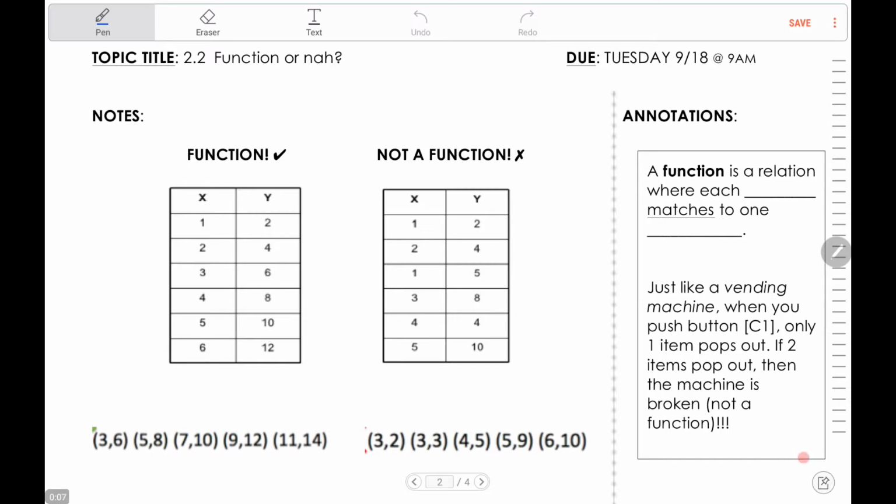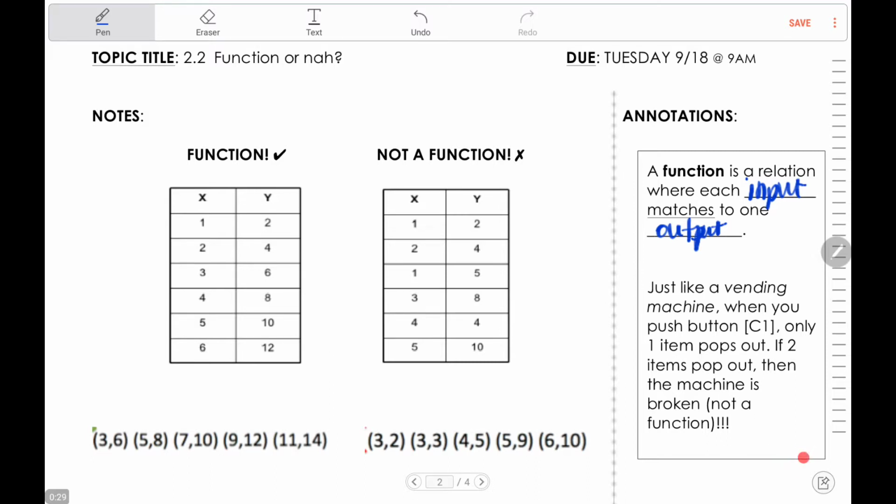A function is a relation where each input matches to one output. So just like a vending machine, when you push the button C1 on the vending machine, only one thing pops out. If two different things come out or nothing comes out, then the machine is broken, not a function.